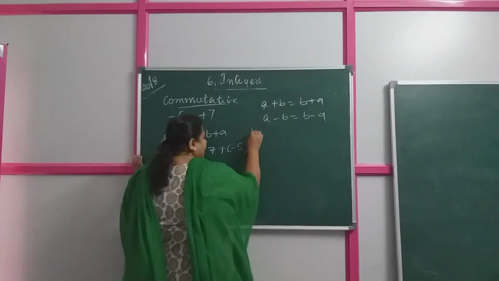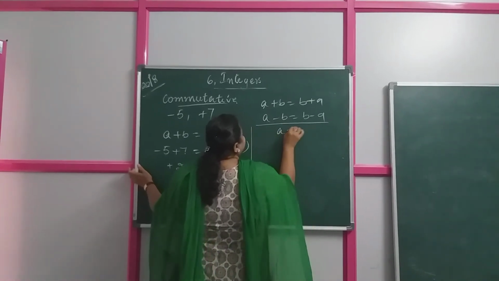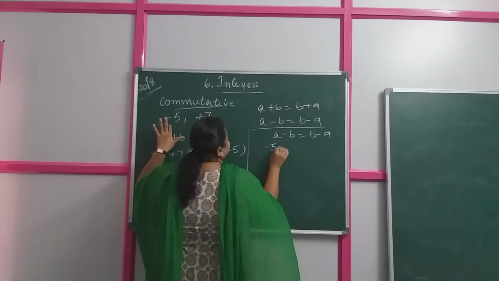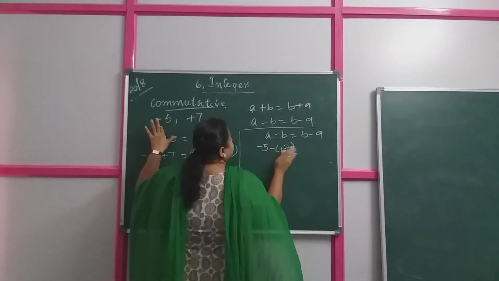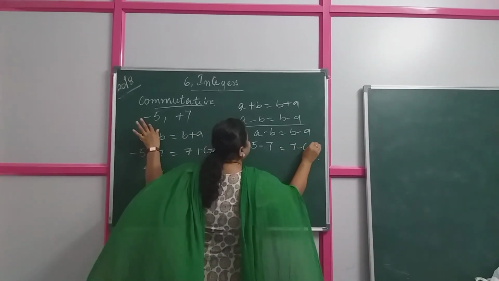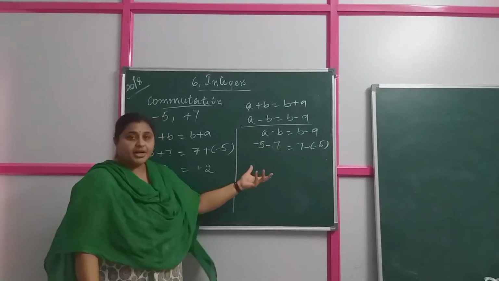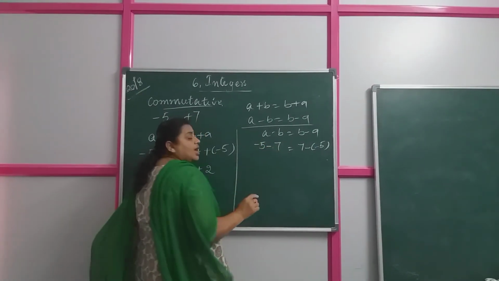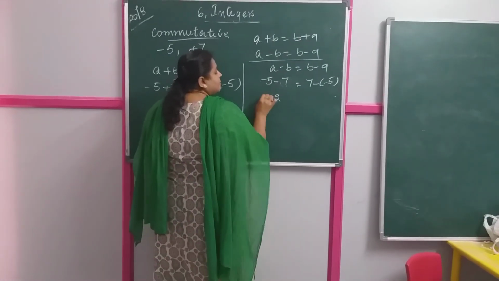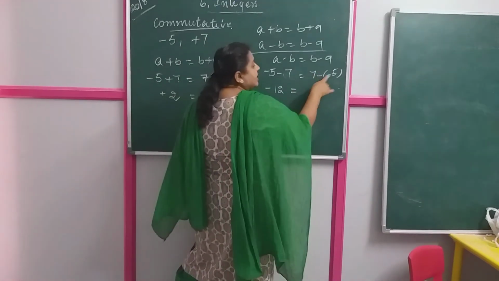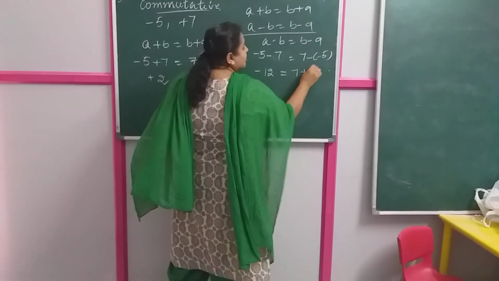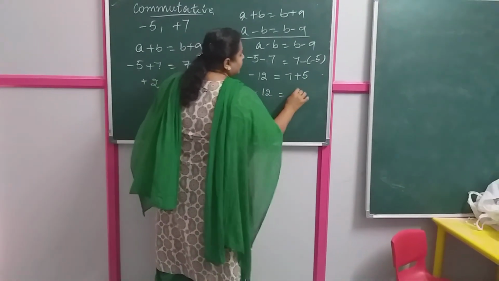Then subtraction. Let us take a minus b equal to b minus a. Minus 5 minus 7 is equal to 7 minus of minus 5. I am just changing the order, children. Now since both are negative, I have to add and give the minus sign. 7 plus 5 is 12, so minus 12. On the other side, 7 minus of minus 5 means 7 plus 5, which is 12.